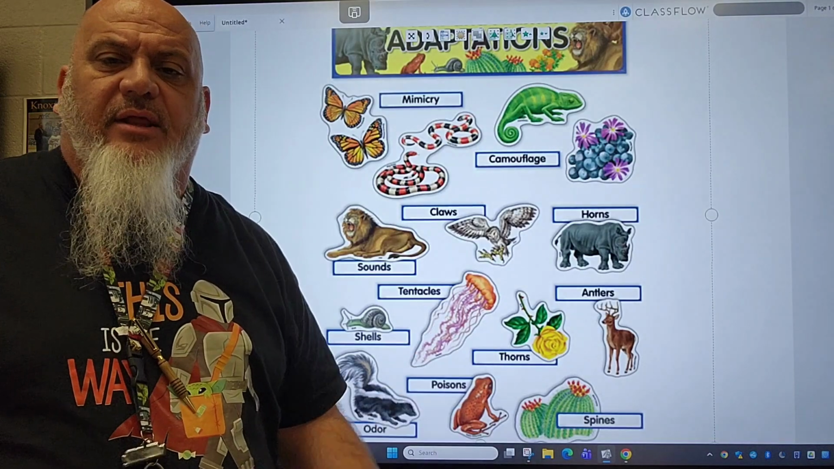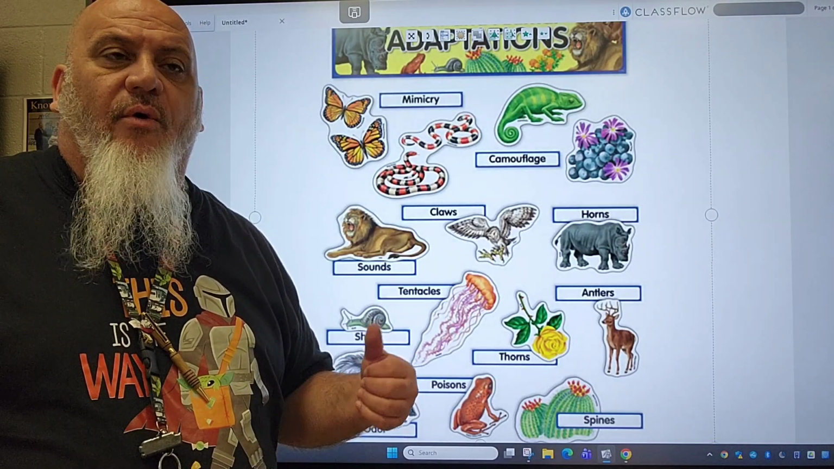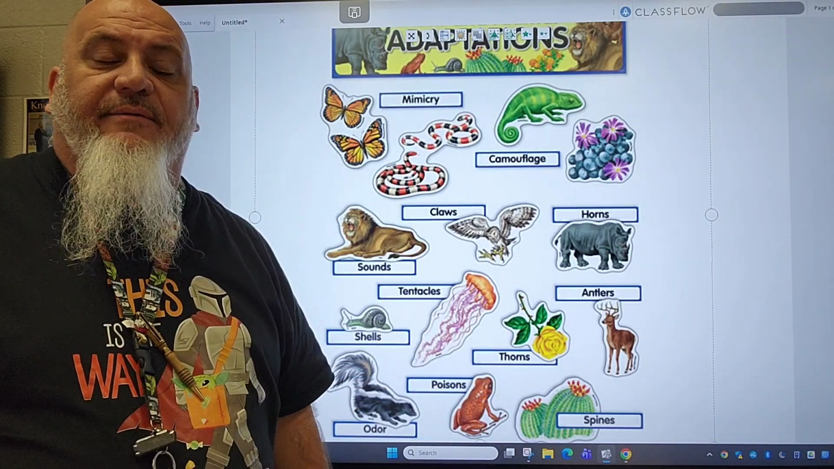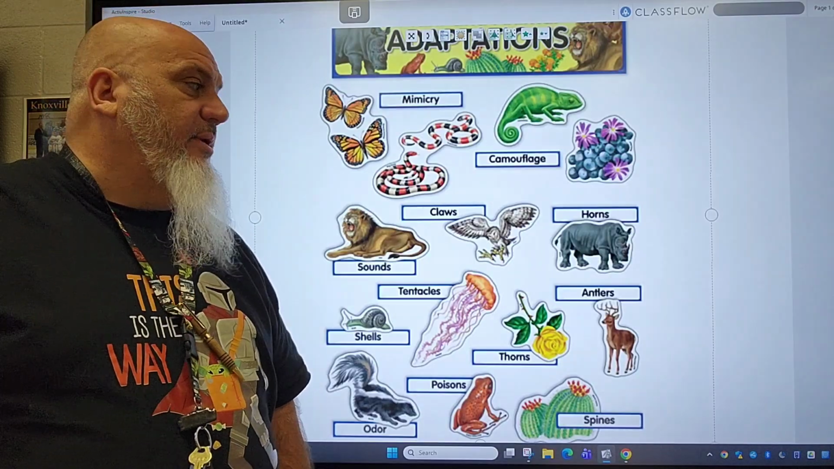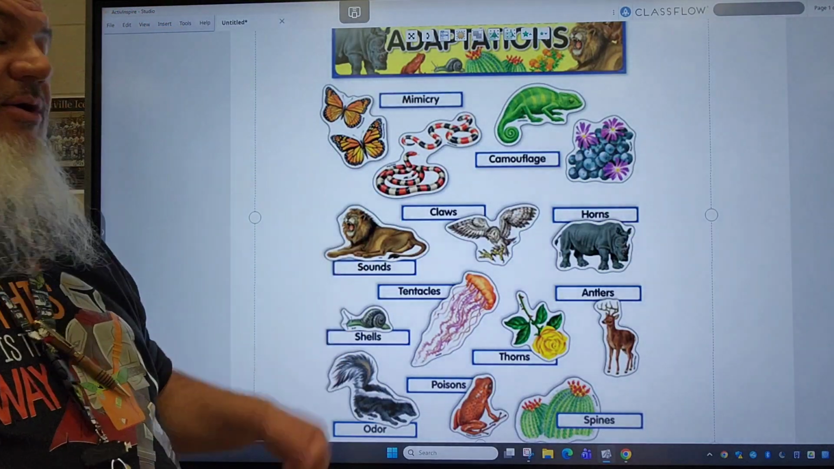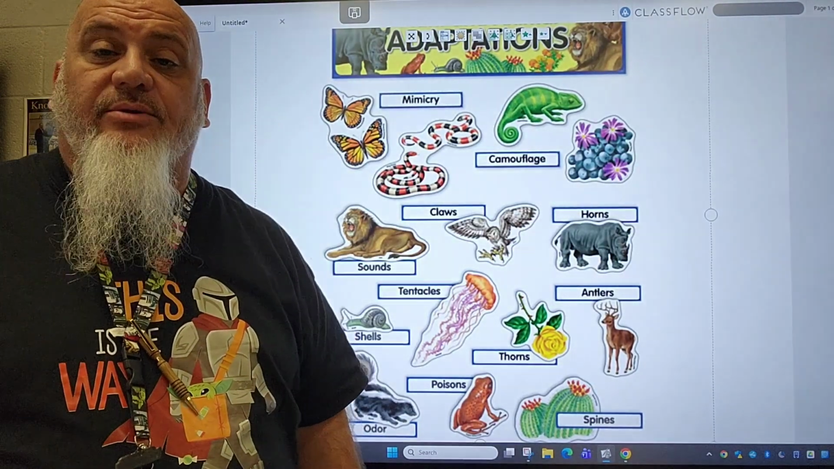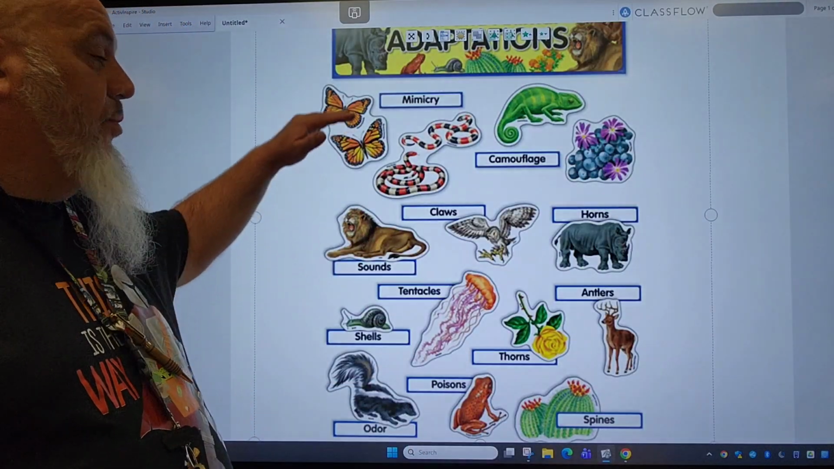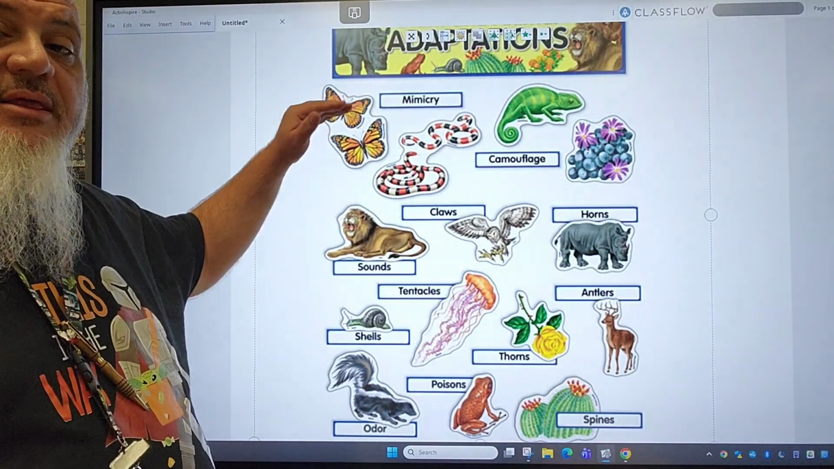How they can use claws for so many different things. About how they use claws for climbing, for hunting, for defending themselves, for digging holes. There were so many different uses for claws. We talk about how animals use different sounds, and sometimes they mix sounds with mimicking. They can mimic the sounds of other animals.